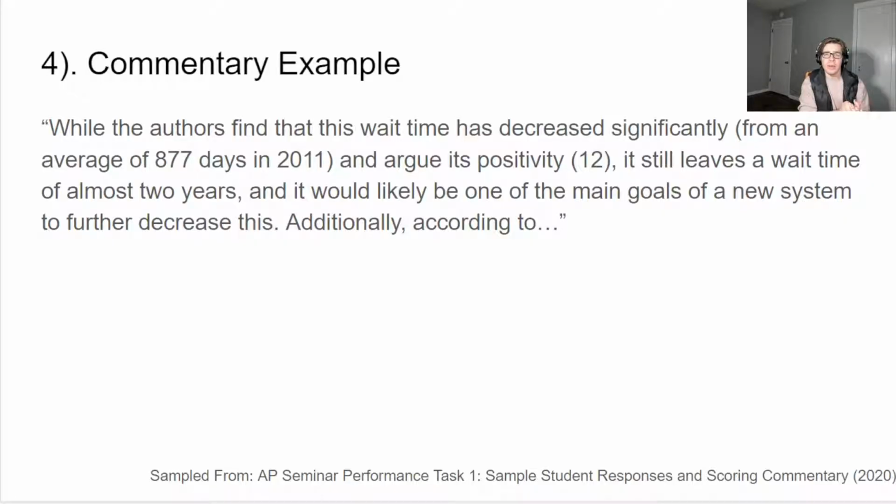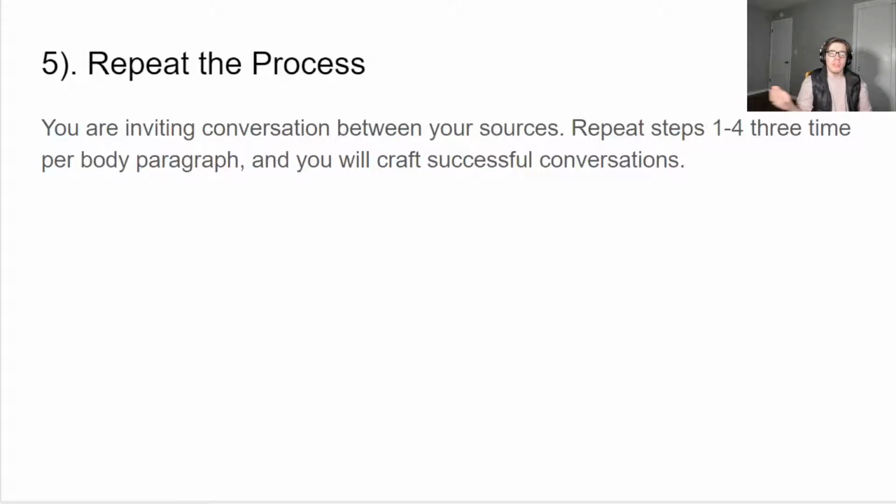And then they use the words according to. You know they're going to move into a credibility statement, which brings us into the fact that this is a recurring process. You're going to repeat these steps over and over again. So, for example, steps 2, 3, and 4 repeat for sources 2 and 3 that you throw into your first body paragraph. Then you repeat all these steps again, including step 1, which is the topic sentence, when you get into your second body paragraph.